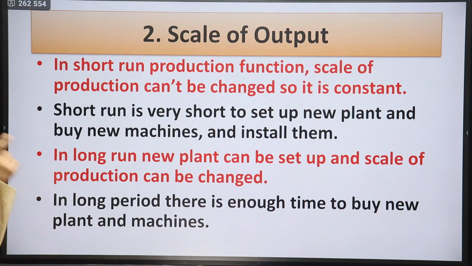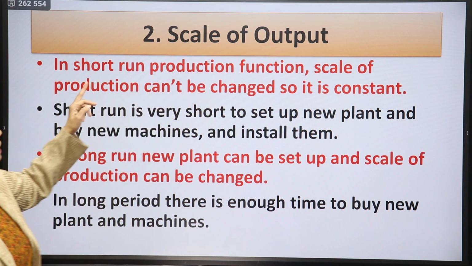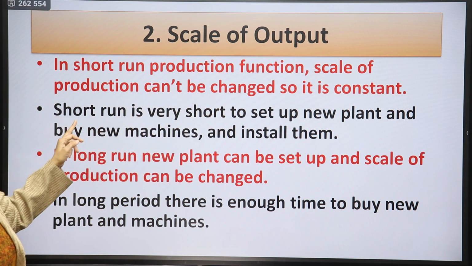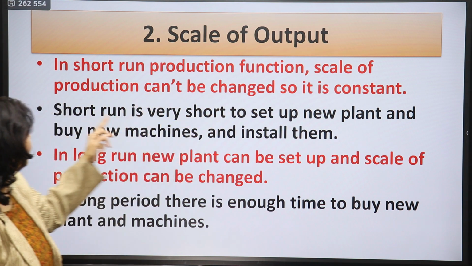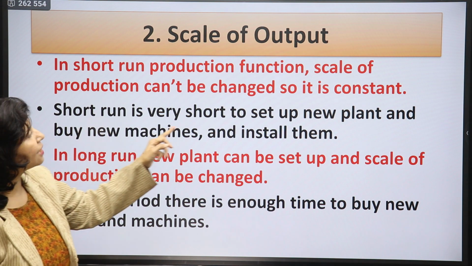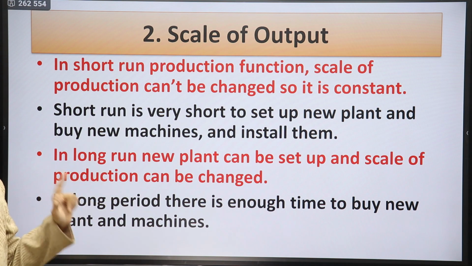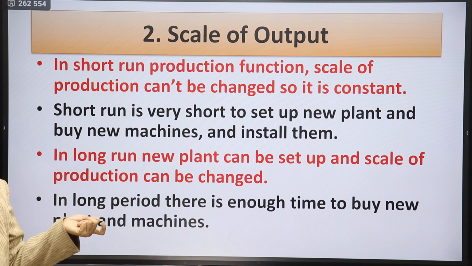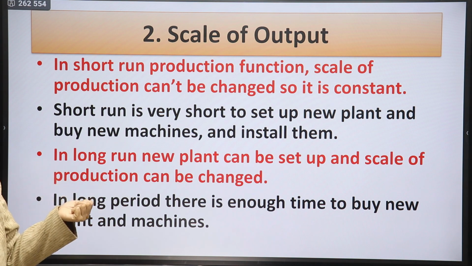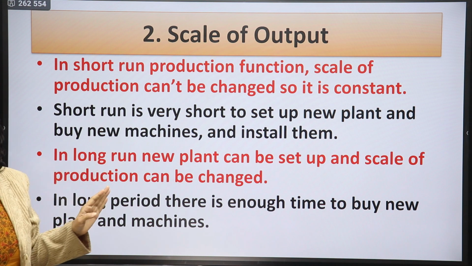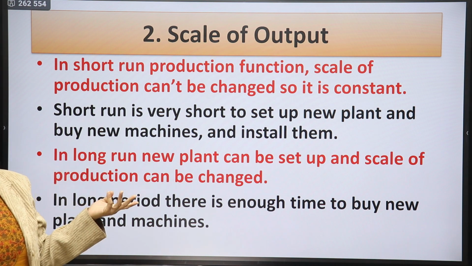Scale of output. The second difference is scale of output. In short run production function, scale of production can't be changed. So it is constant. Short run is very short to set up a new plant and buy new machines and install them. So here in the short run scale is constant. Why? Because we can't buy new machines and a new plant. What is scale? It is the size of your factory. It is the number of machines that you have. That means scale can't be changed in the short run because there is not enough time. You don't have money in the short run and you can't change anything.